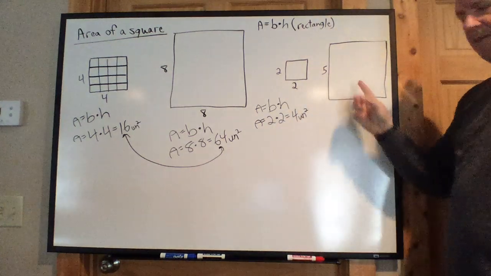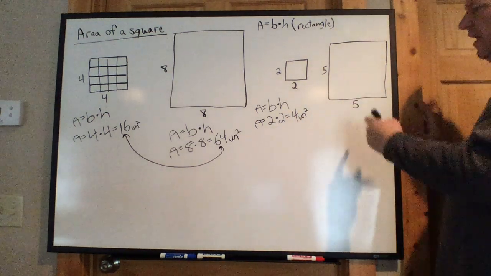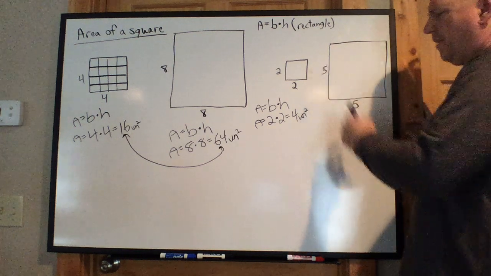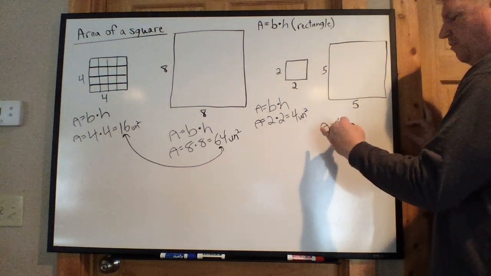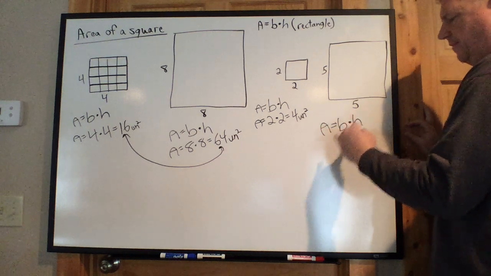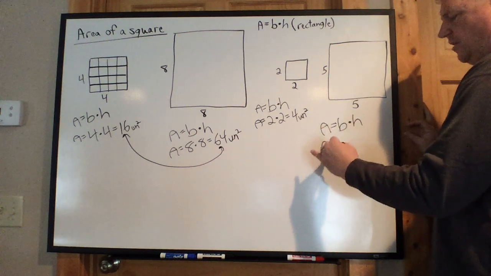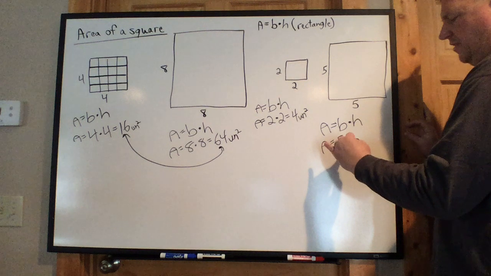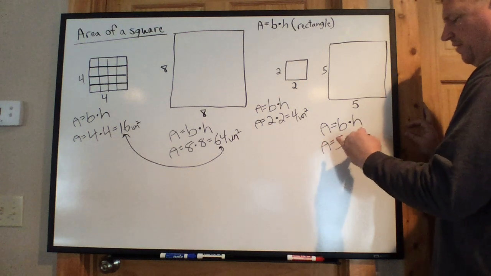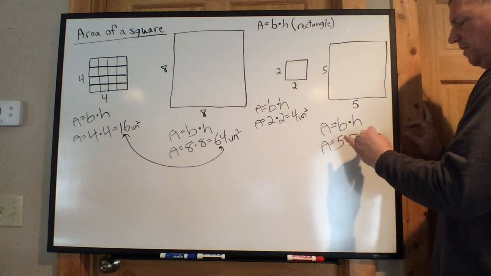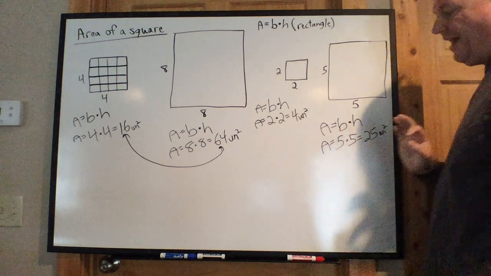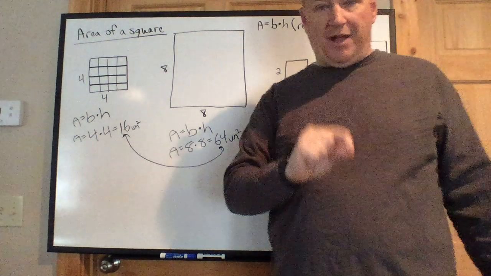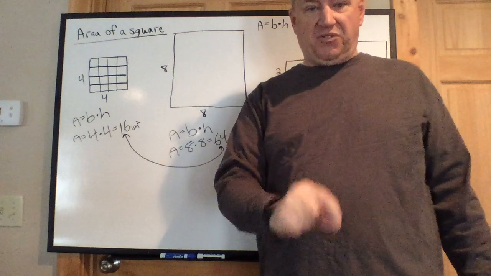Our last example over here is another square, 5 by 5. So again, my formula, area equals base times the height. So the area is equal to 5 times 5, and 5 times 5 gives me my 25 units squared. And it is imperative that you make sure that you add your units every single time that you do this.